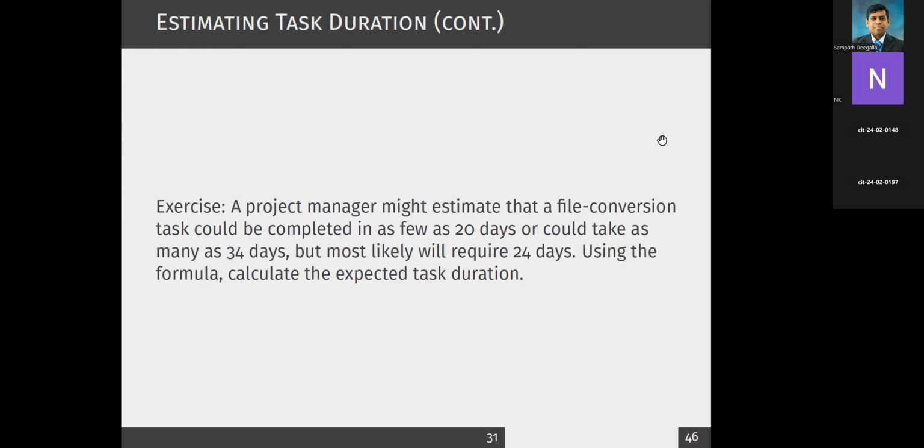Right. Small exercise for you. Give me the answer.